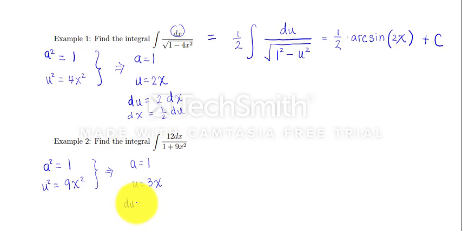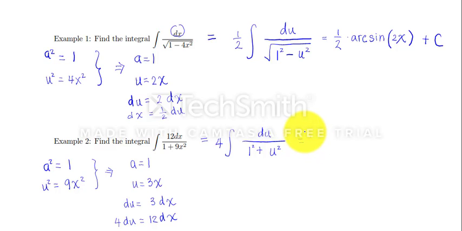Then our du equals 3 dx. But right now we have 12 dx. So 12 dx, multiply both sides of this equation by 4, we get 4 du. Now it's time to apply u sub. On the top, we replace the 12 dx by 4 du. We always factor out the constant in front of the integral sign. In the bottom, we have 1 plus our u squared, or you want to say 1 squared plus u squared.